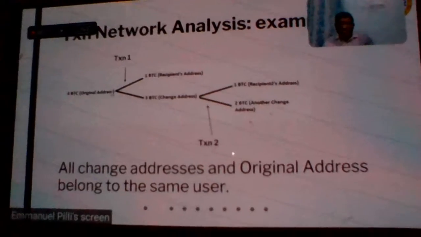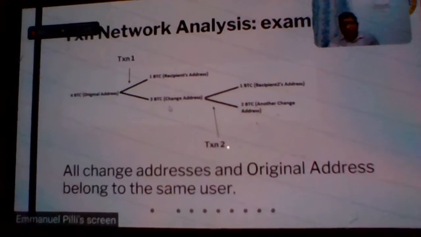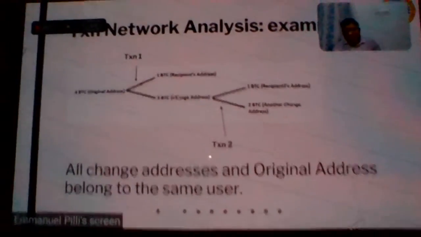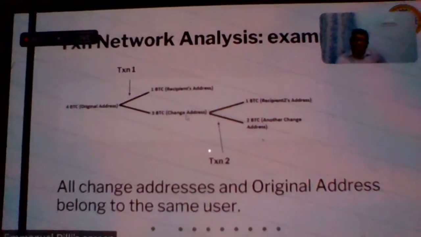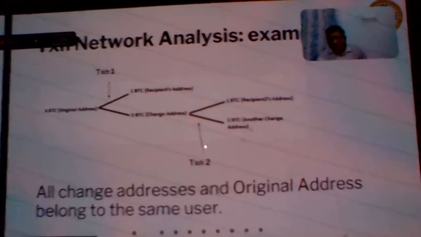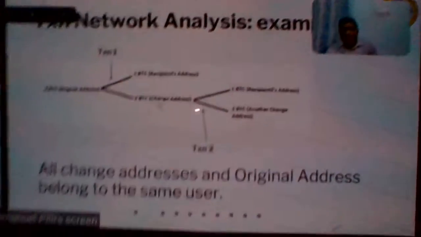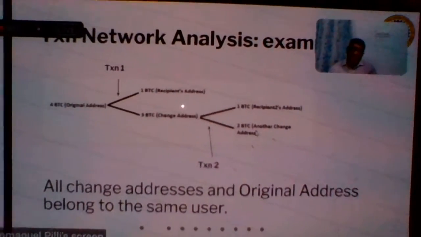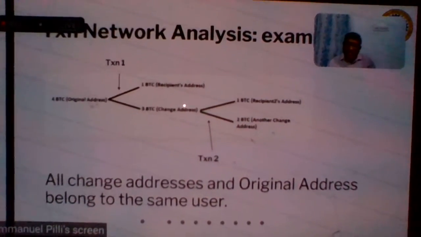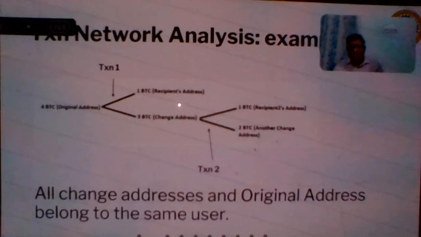Similarly, you can have these 4. There is an original address, and you are sending to some recipient and sending the remaining amount onward. The remaining one is going to a different address, so you can guess that this individual and this individual are the same. Similarly, here another address change, another recipient. You have sent to friend 1, friend 2, but the remaining you have sent to yourself, each time giving a different address. So I can guess that 3 addresses belong to the same individual. This is a kind of transaction analysis you can do.